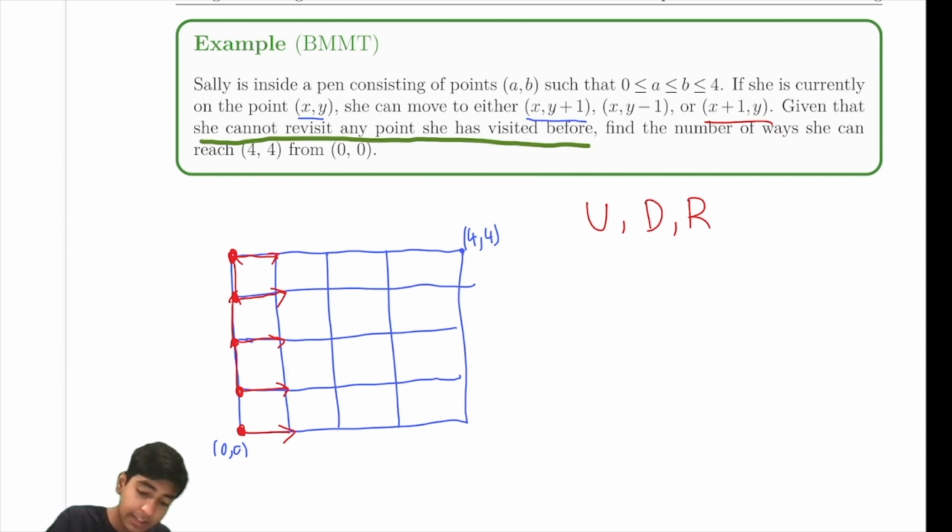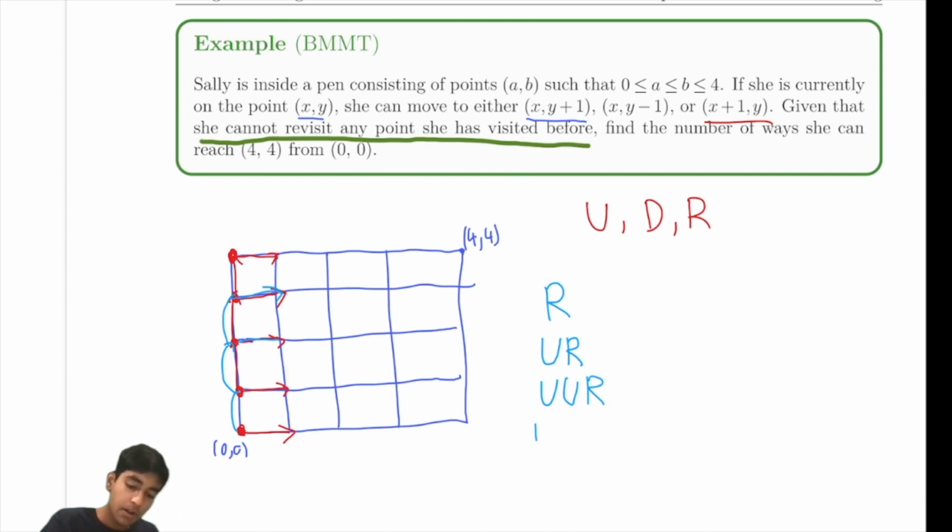So we can either go right straight away, or we can go up and then right, right? That's one possibility. Up and then right, or we can go up 2 times and then go right. So up, up, right, or even 3 times and then right. So up, up, up, right, and finally we can go up 4 times. And after we go up 4 times, we're forced to go right because we can't go back down to an already visited point, and we have to go right. There's nothing above here, right?